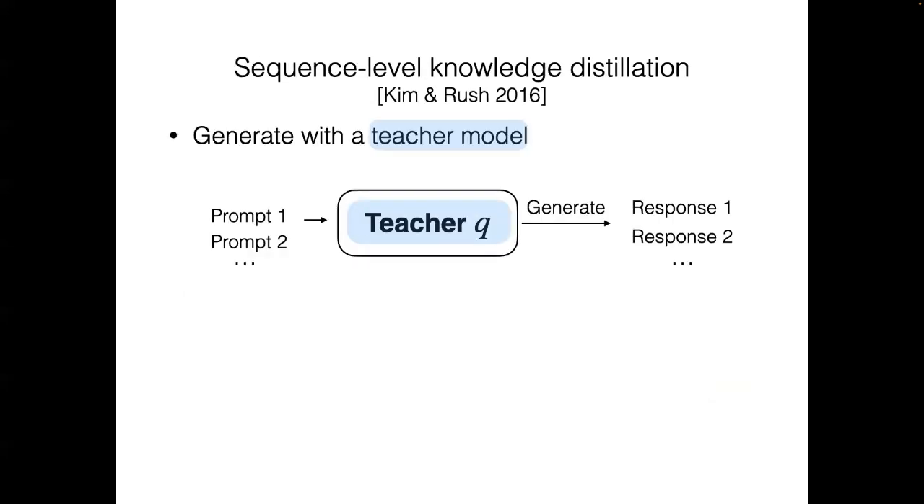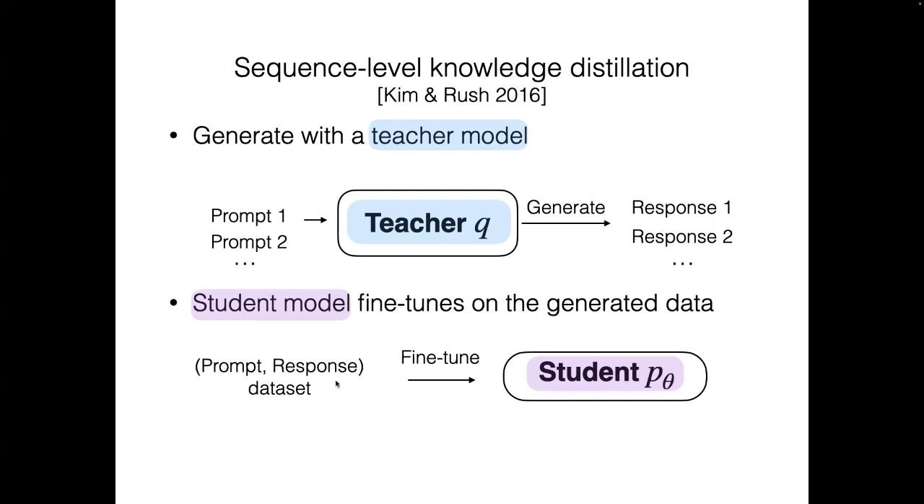But I wanted to mention this one, which is called sequence level knowledge distillation. This looks a lot like what we talk about when we generate a data set with a model, say GPT-4. Here we're not looking at next token distributions. We just generate some full sequences with the teacher model. And then the student model fine-tunes or trains on the resulting data set, right? So we have this data set of prompts and responses, and we can fine-tune the student model on it.